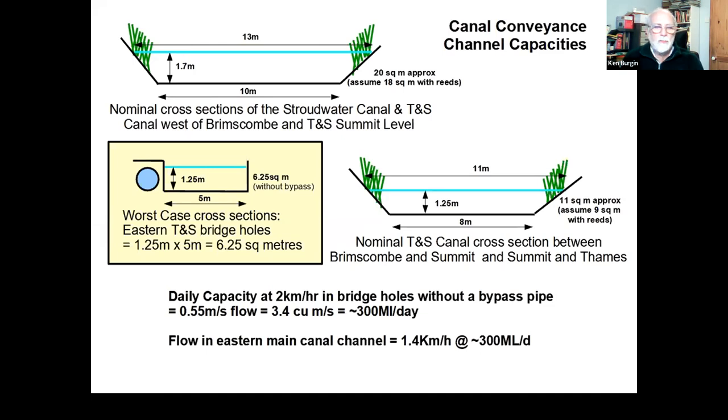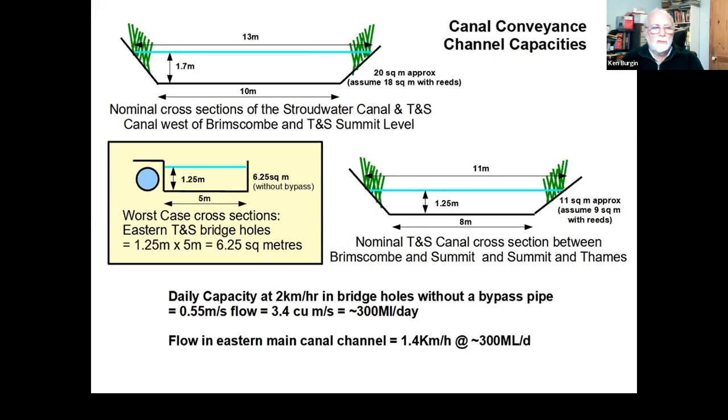Now, the real fun starts when you get to something like a bridge hole where the canal is designed only to take one boat at a time. Many of these bridges are at the tail of locks, so it won't matter because they'll be bypassed by the lock bypass system. But where this occurs, you've got generally about 5 metres of width and about 1.25 metres of water, giving only 6.25 square metres. Although that can be increased by, for example, putting a large diameter pipe underneath the towpath.